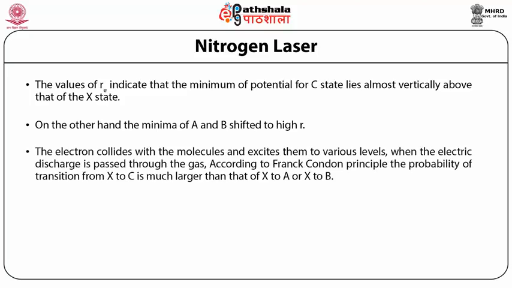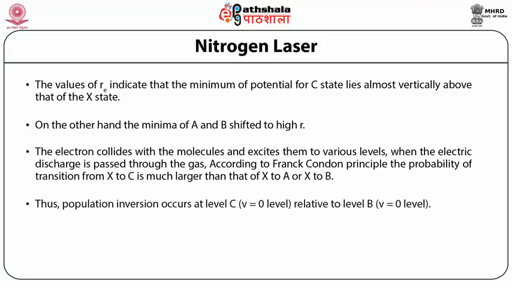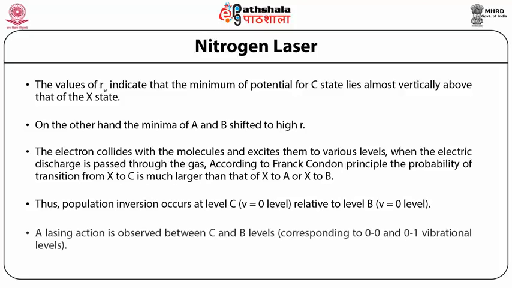The electron collides with the molecules and excites them to various levels when the electric discharge is passed through the gas. According to the Franck-Condon principle, the probability of transition from X to C is much larger than that of X to A or X to B. Thus, population inversion occurs at level C with nu equal to 0 relative to level B with nu equal to 0 level. Lasing action is observed between C and B levels corresponding to 00 and 01 vibrational levels.